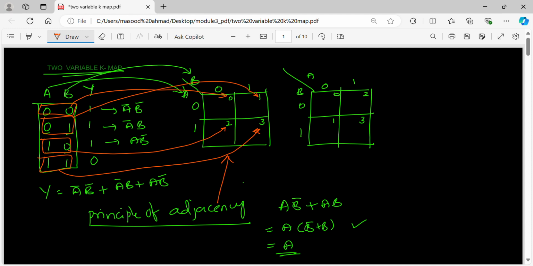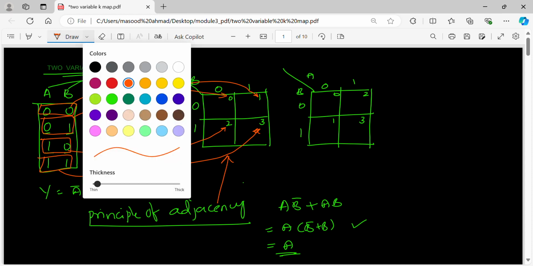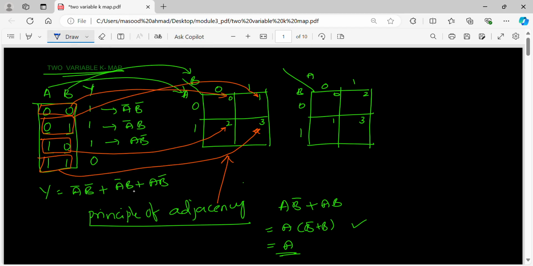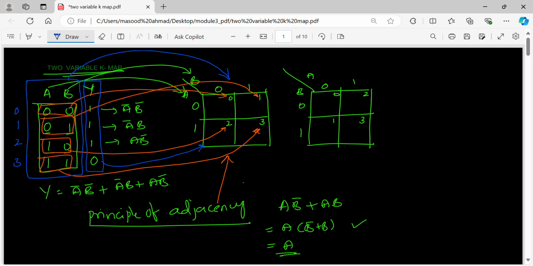So the whole set of inputs is mapped into the K-map. The whole set of outputs are mapped and loaded into the cells. In what way? For 0 it is 1, for 1 it is 1, for 2 it is 1, and for 3 it is 0.